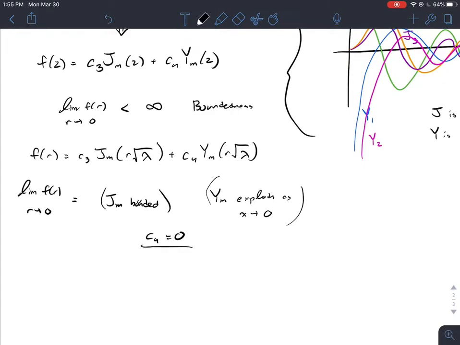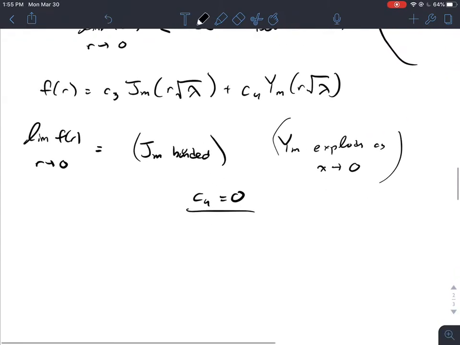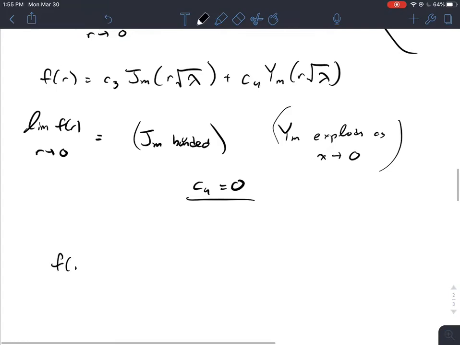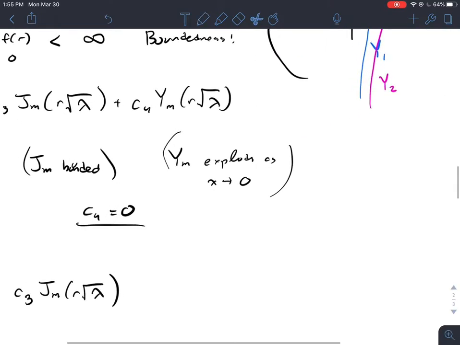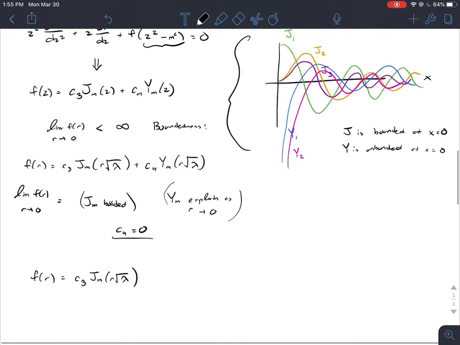So let me just write that down. Now that c4 is equal to 0, our f of r function is going to look like c3 J_m of r square root lambda. The Y_m term has been effectively eliminated, because as r approaches 0 in this problem, Y_m explodes, but J_m does not.